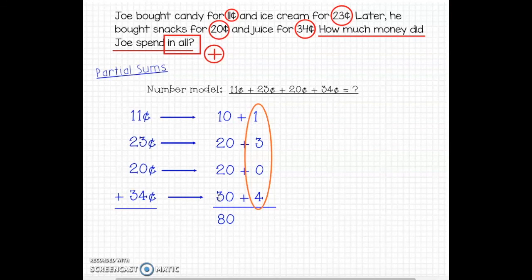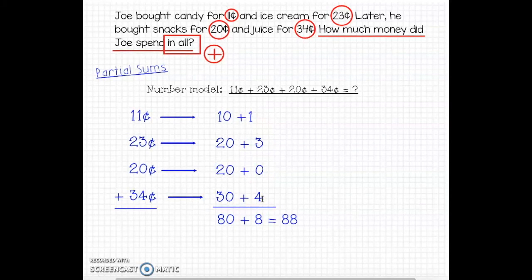Let's add up all our ones. 1 plus 3 equals 4. 4 plus 0 equals 4. And 4 plus 4 equals 8. Finally, I need to add 80 plus 8, which gives me a sum of 88. My final answer is 88 cents.